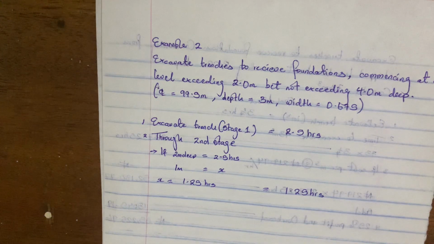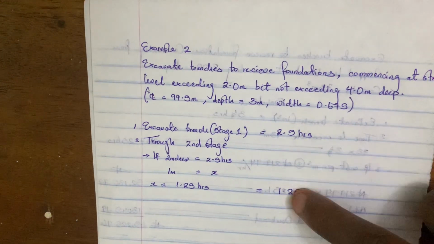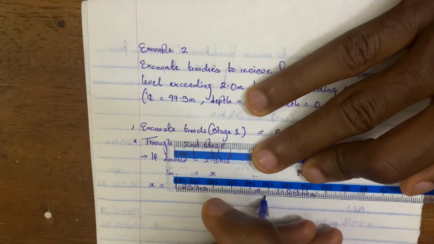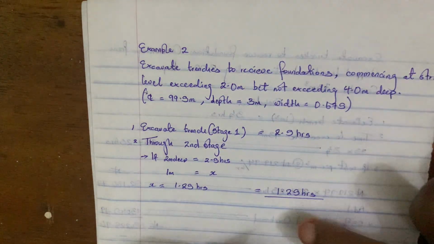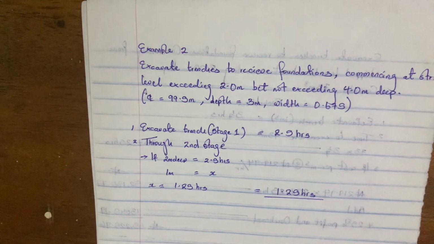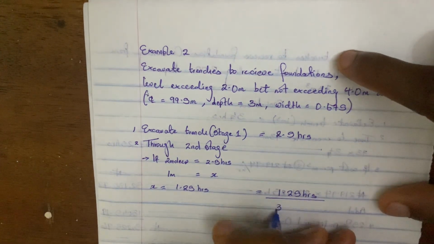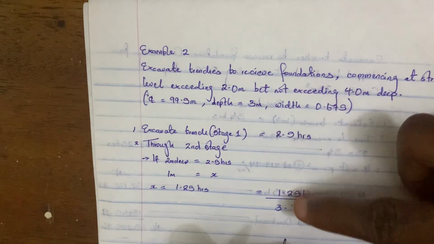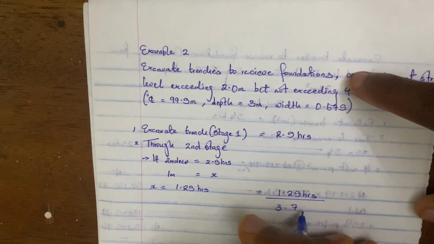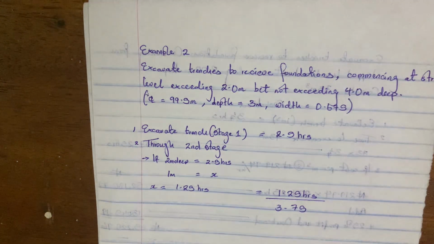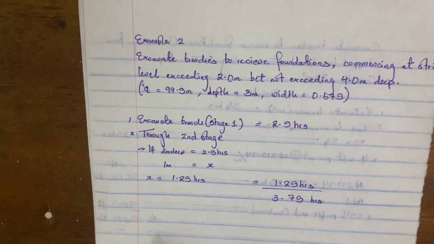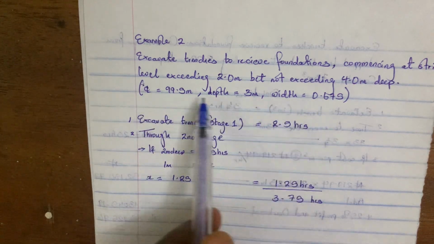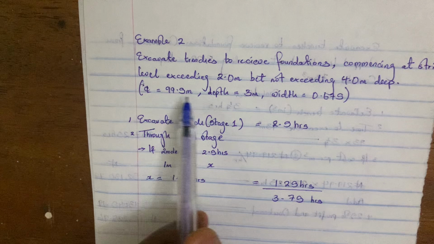I hope you get the logic. So now when we add these two together, what are we going to be having? 2.5 plus 1.25 is 3.75 hours.